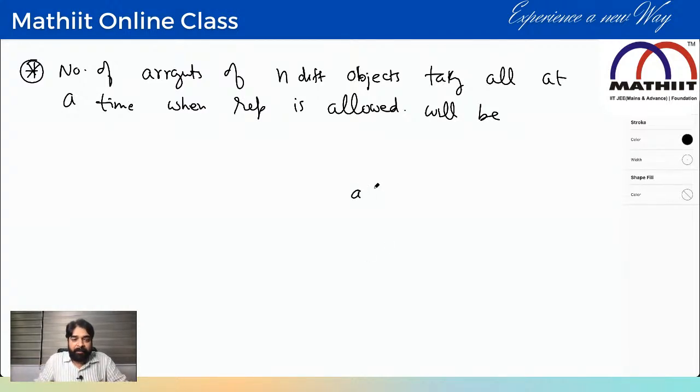If I say A, B, C, D, taking all, I have to arrange. It means 4 places. When I said all, it means 4 objects we have to arrange. Repetition is allowed, so this place can be filled in 4 ways. This place also can be filled in 4 ways, this place also 4 ways, 4 ways. So 4 power 4, so it will be n power n.